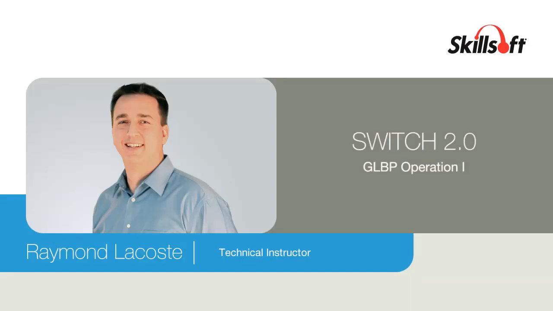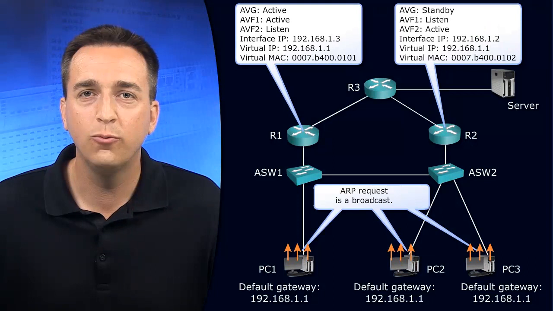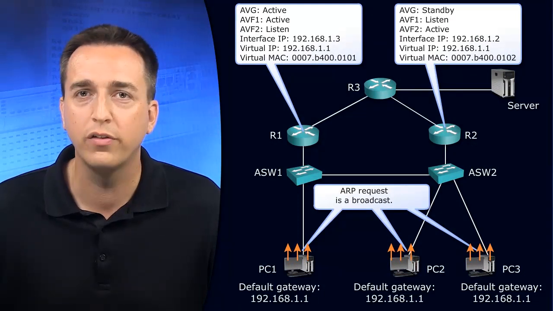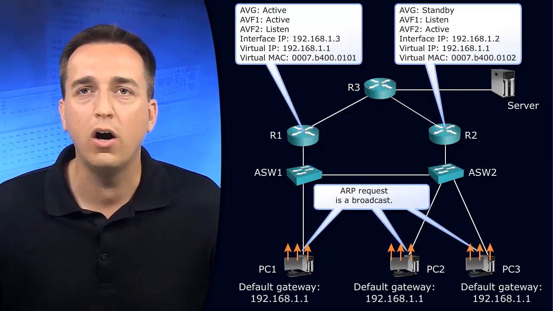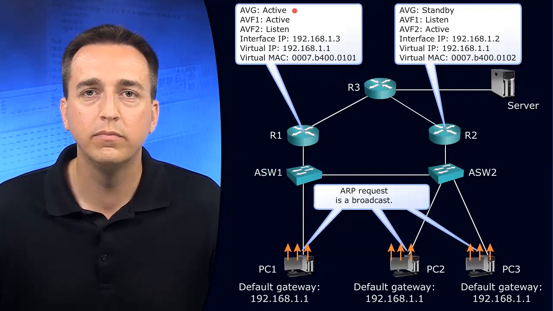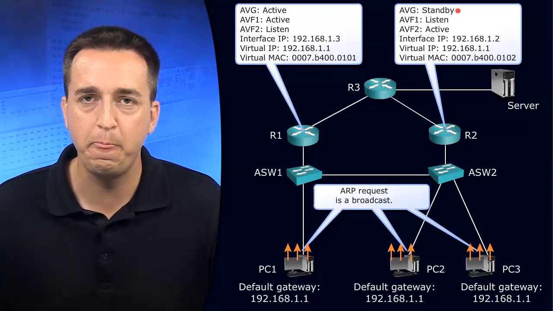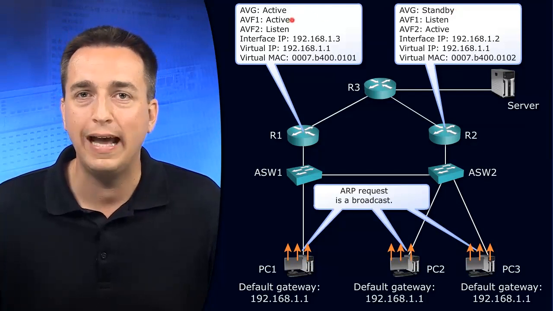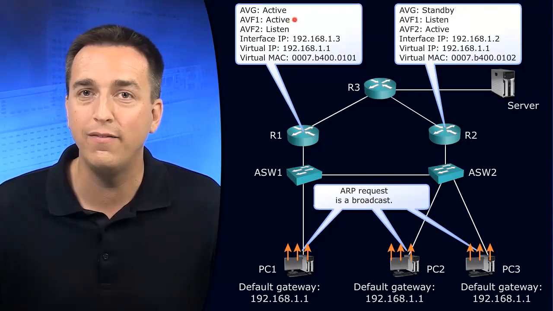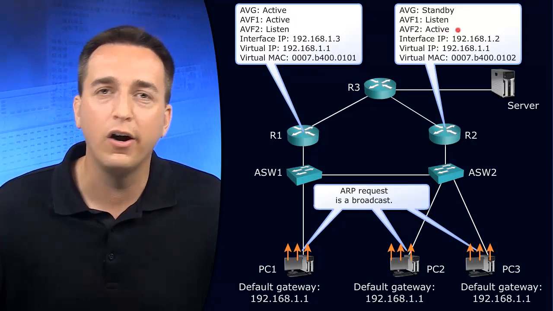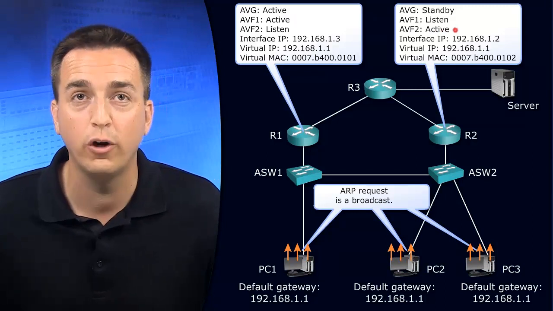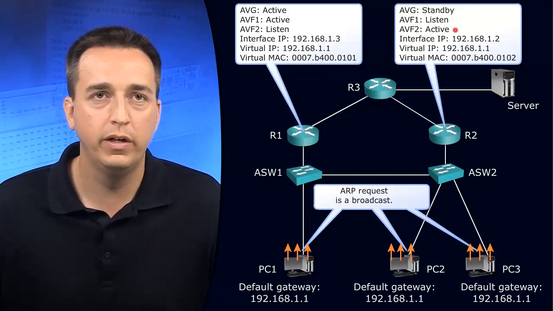How does the GLBP process work? Well, let's examine this topology and walk through it together. Currently, R1 is the AVG, and R2 is our standby AVG. R1 is also the active virtual forwarder, AVF1, and R2 is our active virtual forwarder, AVF2.